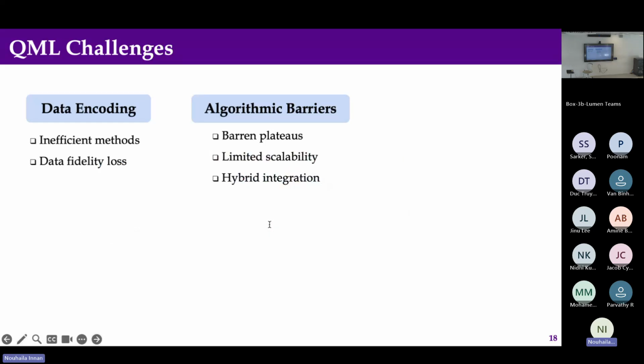Or a challenge. Then the hybrid integration, as I mentioned, the loop between moving from the classical to quantum and quantum to classical, somehow we cannot control it well, so we might be losing something there. So this is also a challenge.